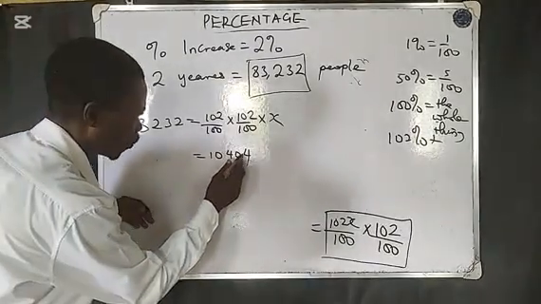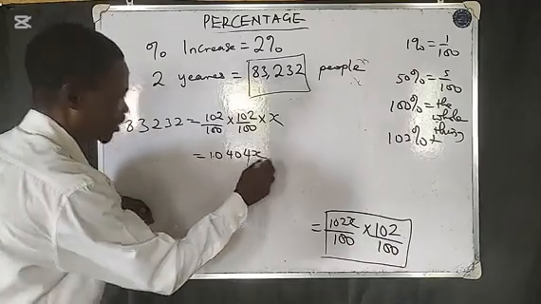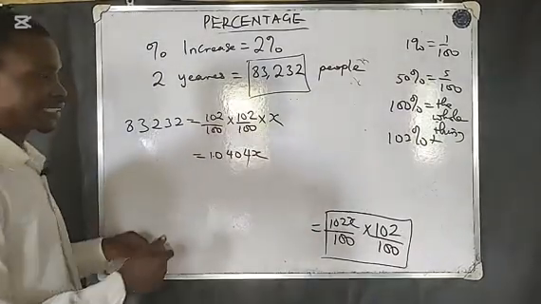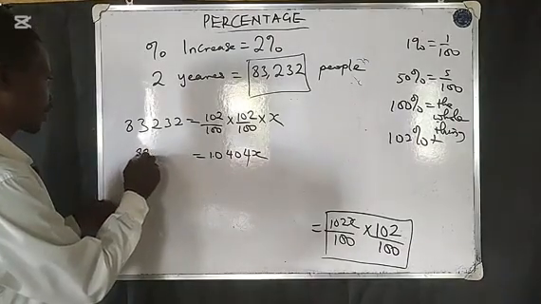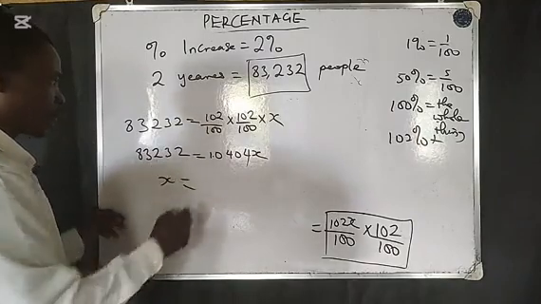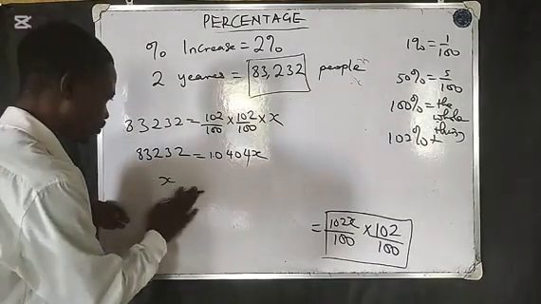10,404, right? How many zeros are you seeing here? Just count 4 numbers: 1, 2, 3, 4. Put your point, then put your x. Is that okay? Then that means you have divided this number by 10,000. Then you have 83,232. Divide both sides by 1.0404. Let's see whether you are going to get 80,000.